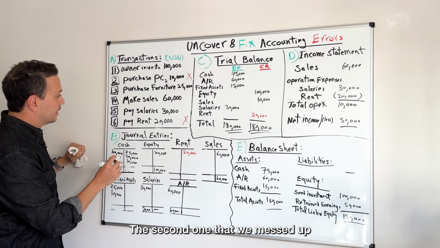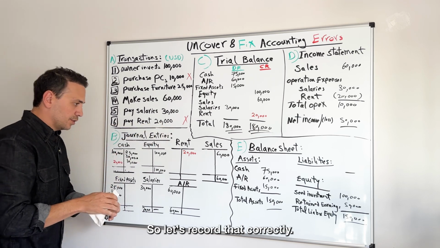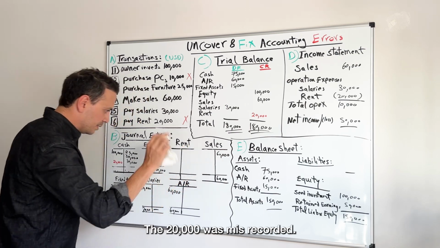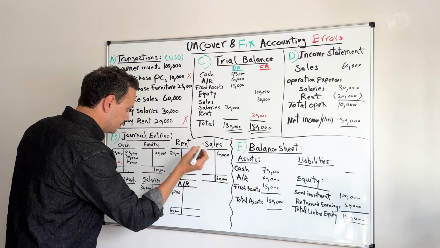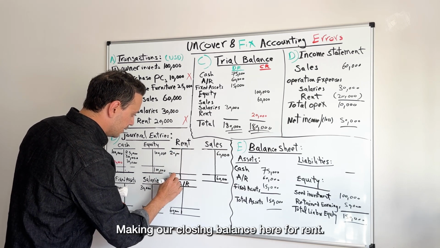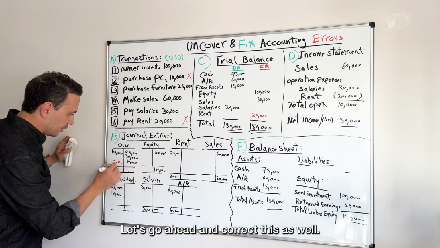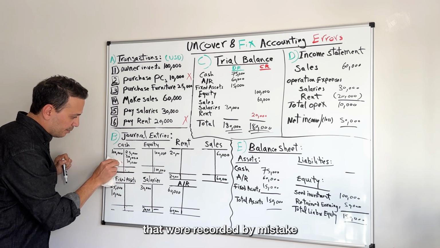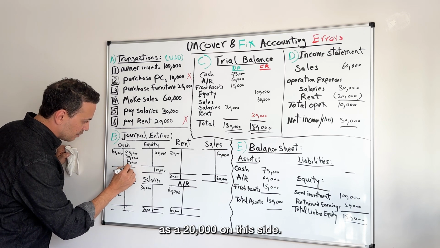The second one that we messed up was pay rent for $20,000. So let's record that correctly. The $20,000 was misrecorded. It should be a debit of $20,000, making our closing balance here for rent $20,000. And for cash, let's correct this as well. The $20,000 that we recorded by mistake on the debit side should be recorded as $20,000 on the credit side.